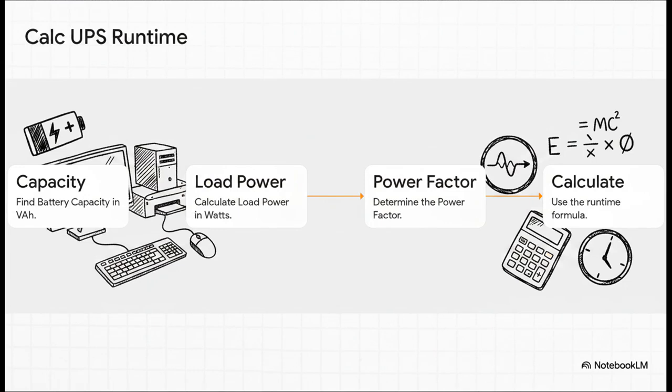So how do you know if a UPS will give you enough time to shut things down? You actually have to calculate its runtime. It involves a few variables. Step 1, find the UPS battery capacity, measured in VAH. Step 2, add up the load power consumption in watts of all your connected devices. Step 3, determine the power factor. And Step 4, plug those numbers into a standard runtime formula. That'll give you a solid estimate of exactly how many minutes you have to save your work before the battery dies.